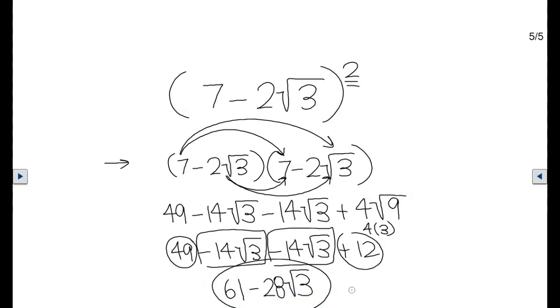So do the multiplying first. Outside times outside, inside times inside. And then simplify and combine any like terms that you see.